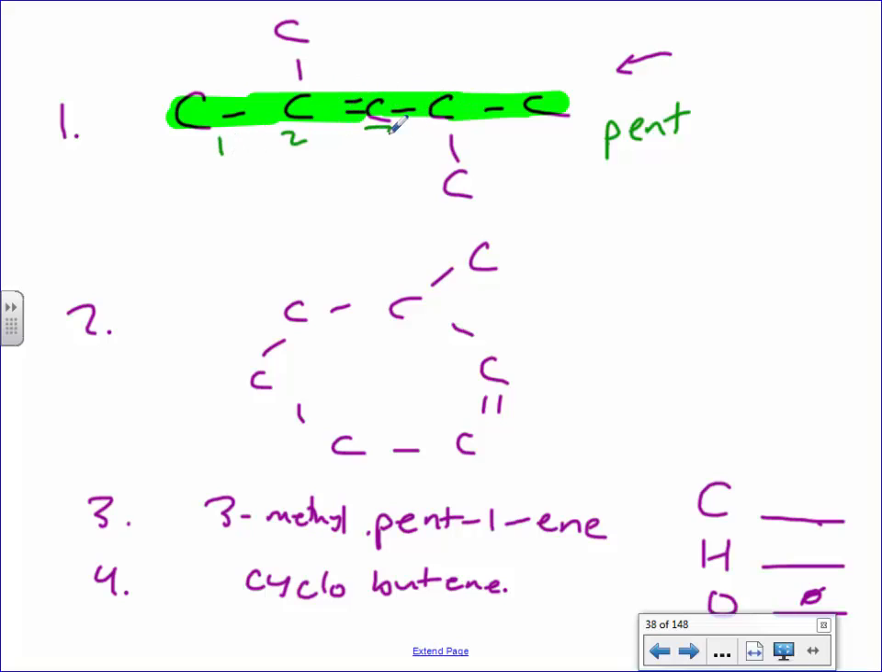So if I go this way, it would be after the 2. So I could call it a pent-2-ene. If you started numbering from the other side, it would have been a 3, but I want the lower number, so that's a pent-2-ene.